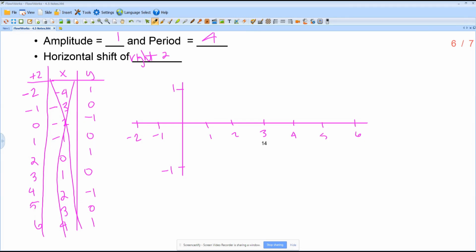No pi's in this at all. Then I just follow my y's. So 1, 0. There is something at 0 in this case. Negative 1, 0, 1, 0, negative 1, 0, 1. I went through that whole cycle 2 times and no more than 2 times, which is a good sign.